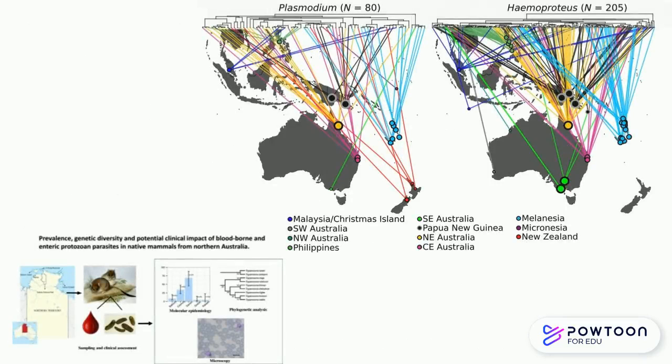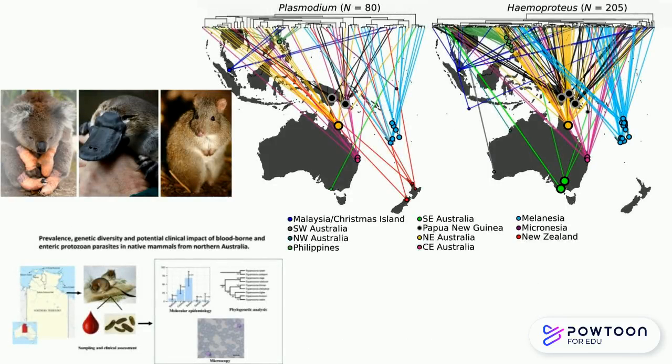The relatively small island continent of Australia has not only evolved several interesting animals, but it's also evolved several different parasite species as well that we should be concerned with.